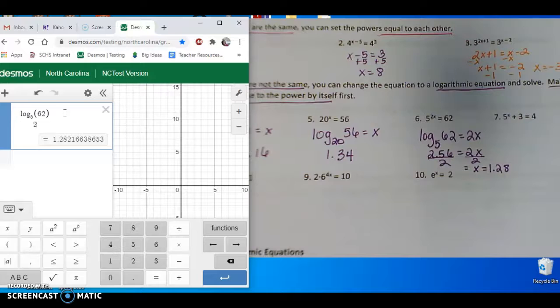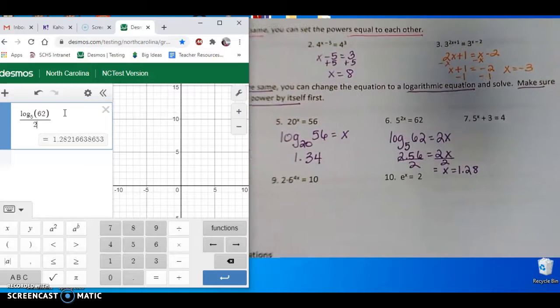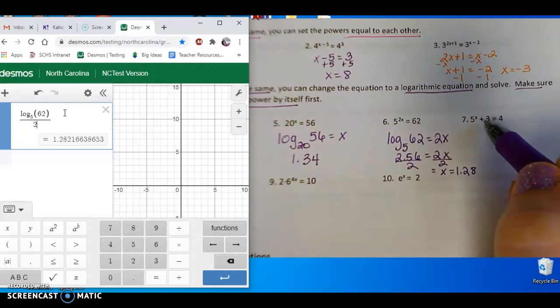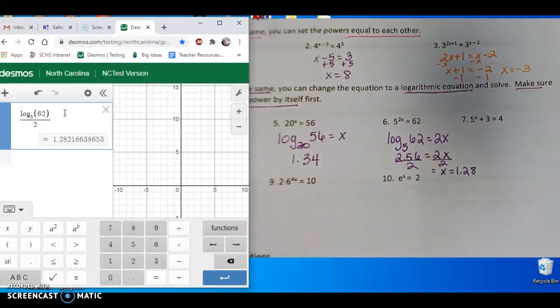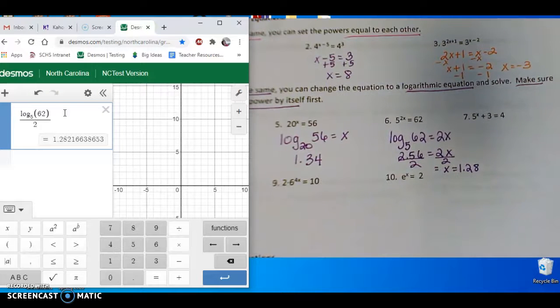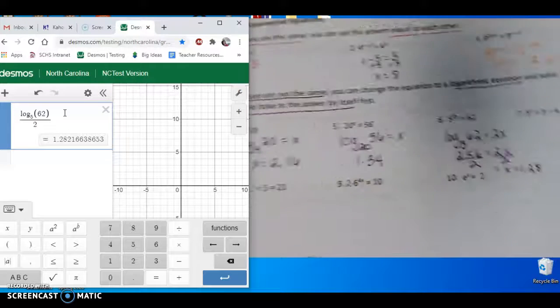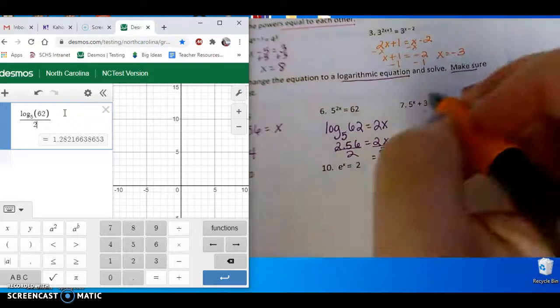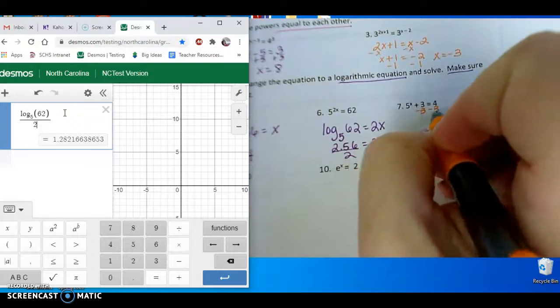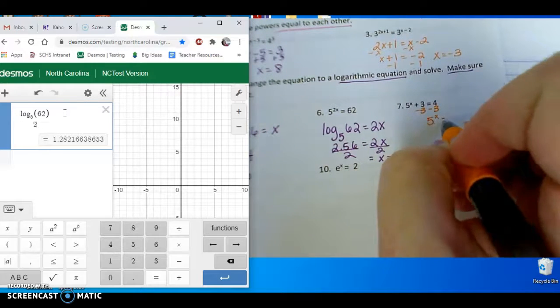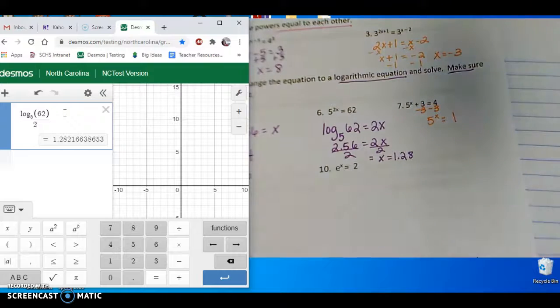Now when you do number 7, this one again is just a tad bit different because it's got this plus 3. I do need to get rid of that plus 3 first before I write it in exponential logs. So I'm going to subtract 3 on both sides. And then I now have 5 to the x equals 1.